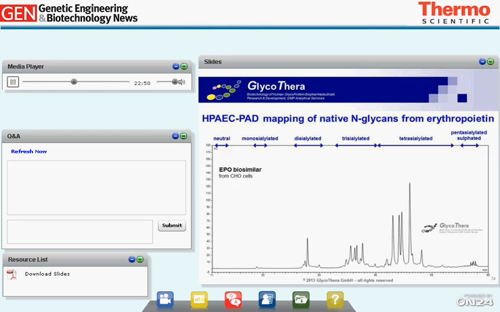This is a representative HPAE-PAD profile of native N-glycans from an EPO biosimilar product which derives from CHO cells. The chromatogram can be separated in glycan groups with a different number of terminal linked sialic acids, starting with glycan structures without terminal linked sialic acids, with 1 to 4 sialic acids, and in the glycan group with 5 sialic acids, sulfated N-glycans can be found. The N-glycan structures were identified using appropriate reference standards.